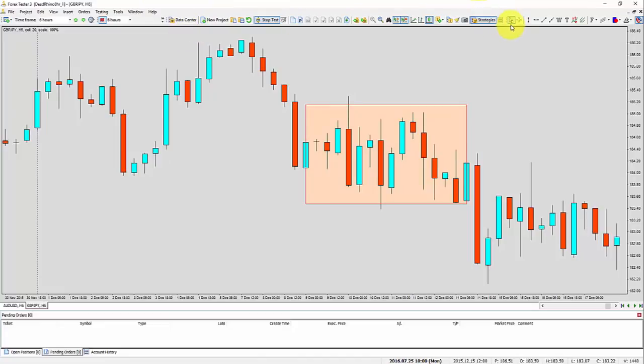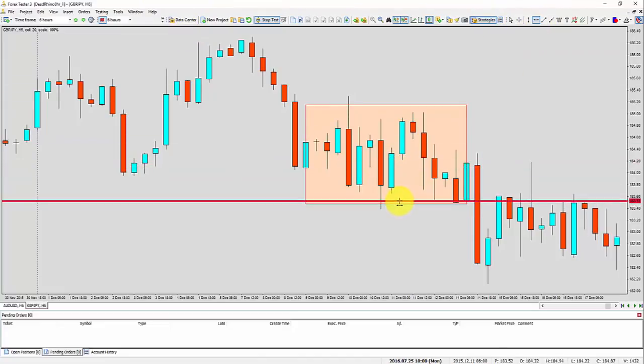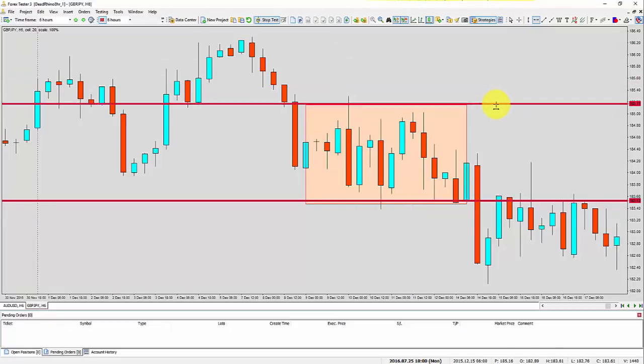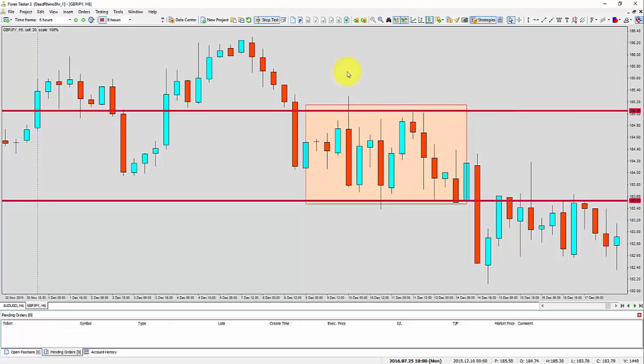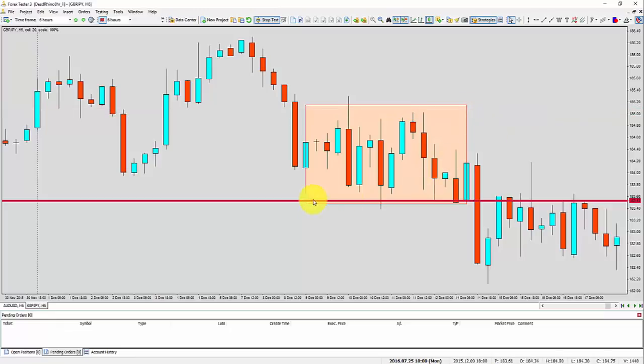For me, the key to finding a box is to get a nice floor where the candles are touching the bottom of the box and then the ceiling. It's okay if the market extends beyond it and gets a bit wicky at the floor or the ceiling or both. The key is you really need to know where your candles are constricted.